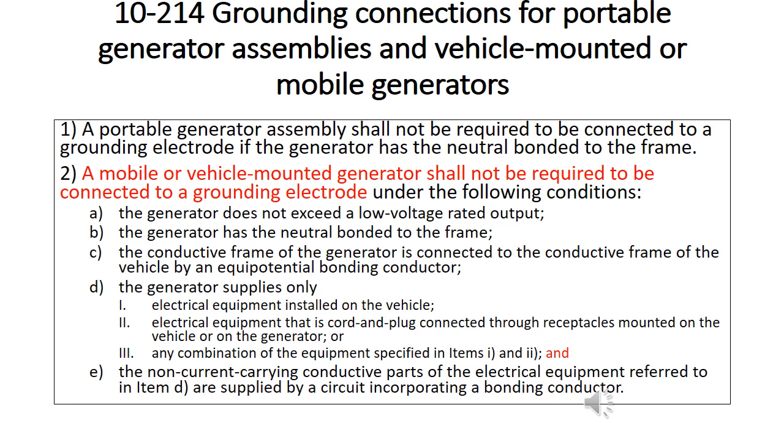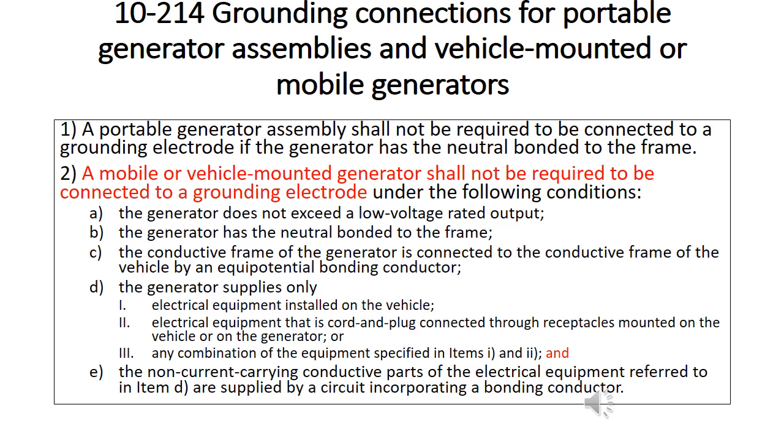10-214. Grounding connection for portable generator assemblies and vehicle-mounted or mobile generators. A portable generator assembly shall not be required to be connected to a grounding electrode if the generator has the neutral bonded to the frame.